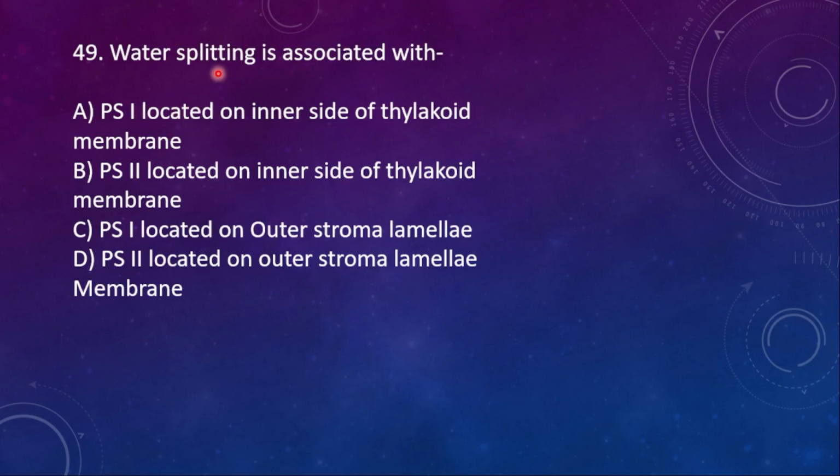49th one. Water splitting is associated with option A, PS1 located on the inner side of the thylakoid membrane; B, PS2 located on the inner side of the thylakoid membrane; C, PS1 located on the outer stroma lamellae; D, PS2 located on the outer stroma lamellae membrane. So here the right option is option B. Always the water splitting complex is with PS2, keep in mind.